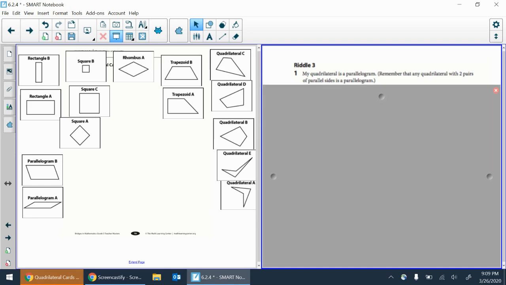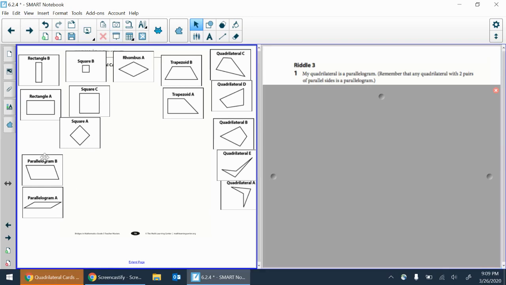Hopefully you figured out what shape I'm thinking of. Clue number 1, my quadrilateral is a parallelogram. Remember that any quadrilateral with 2 pairs of parallel sides is a parallelogram. Okay, so rectangles are parallelograms. They have 2 sets of parallel sides. Squares, those are all parallelograms as well.